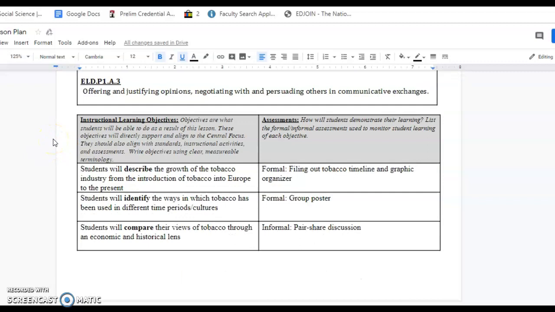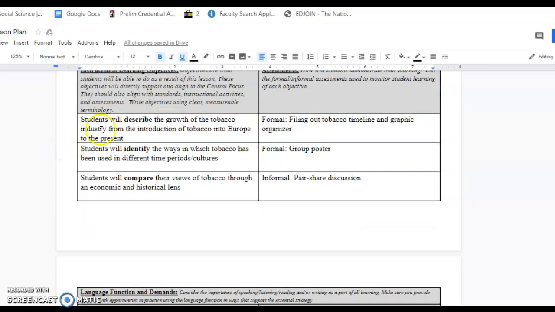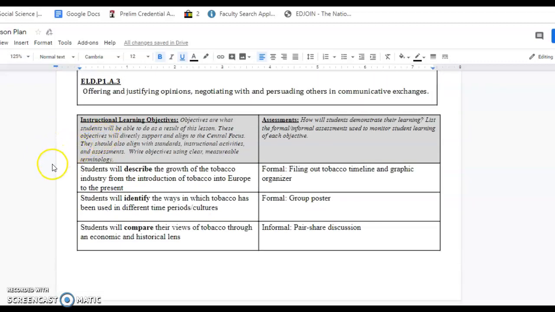Instructional learning objectives. You see the words here in bold. We chose to highlight the verbs such as describe, identify, and compare, because that's just what we're looking to see from our students. So students are going to describe the growth of the tobacco industry from the introduction of tobacco into Europe to the present.